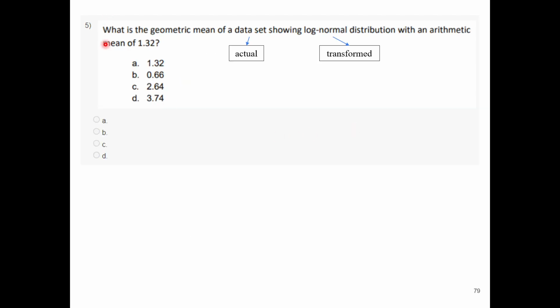Fifth question: what is the geometric mean of a data set which is actually showing a log normal distribution, with an arithmetic mean of 1.32? Okay, so that is the transformed data. The log normal distribution has a transformed arithmetic mean of 1.32. So what is the geometric mean of the actual data set? Is it A, 1.32; B, 0.66; C, 2.64; or D, 3.74? A, B, C, or D? Out of this, which is the correct option?